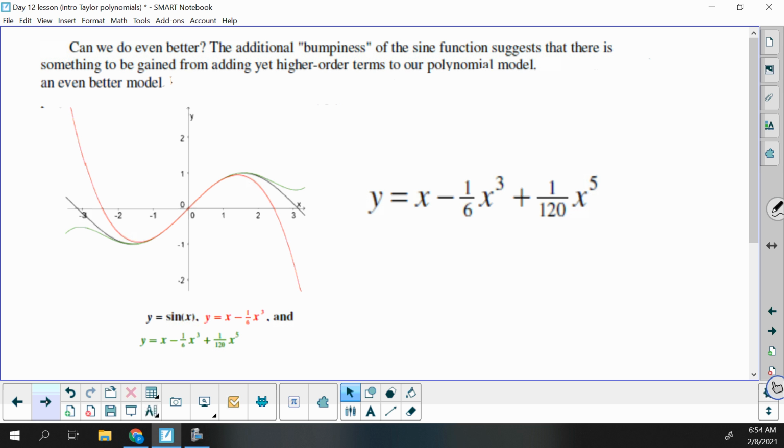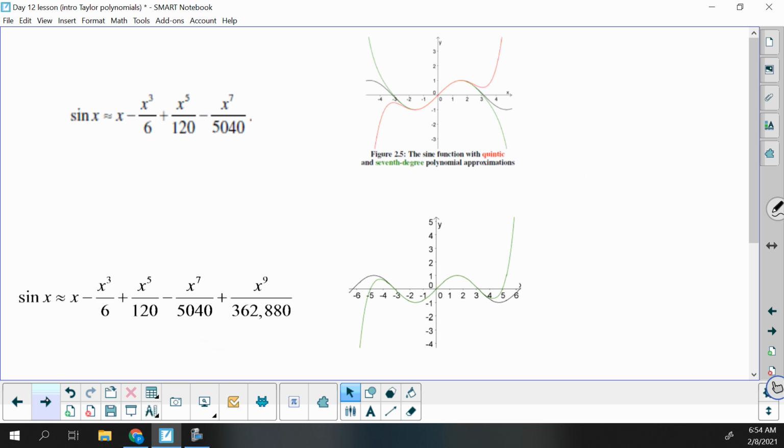Well, let's see if we can keep going. So there's a 7th degree one. The red one on my screen was the 5th degree one. The green one is the new one, the 7th degree one. Notice it seems to be holding on even longer. Well, we can keep going. Look, there's a 9th degree polynomial, and that's holding on really good past -3, so even better than the 7th degree one. So it appears like we could keep adding terms.